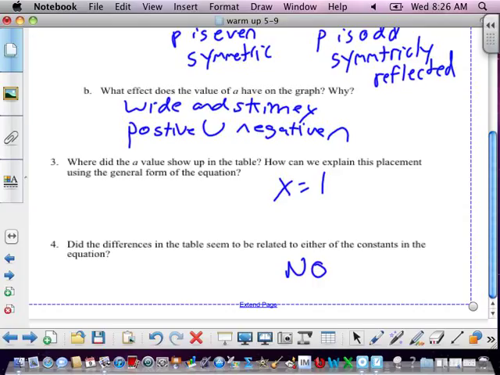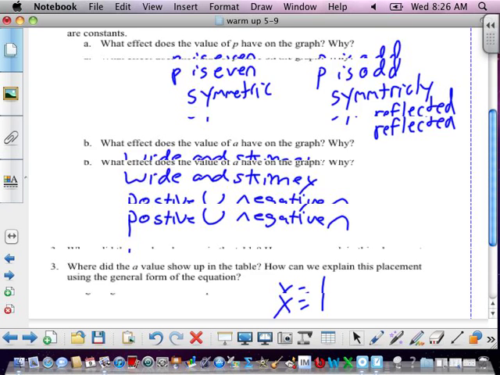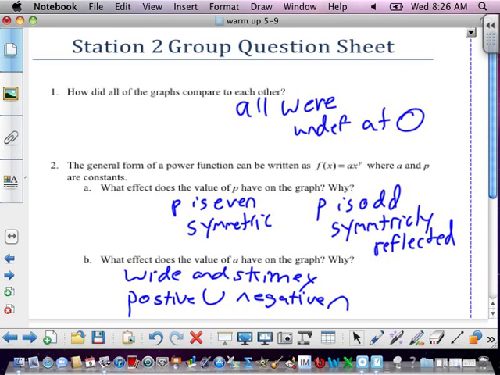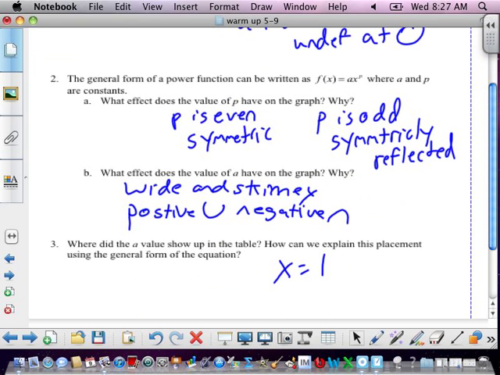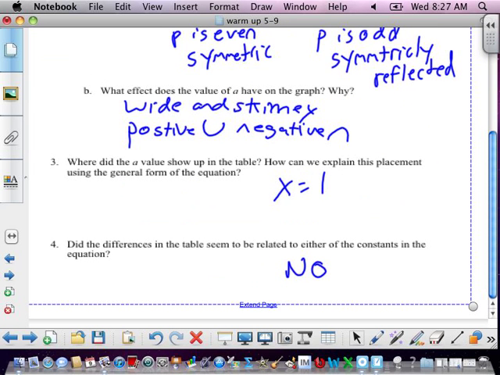Okay, so let's talk about between station 1 and station 2, what things you noticed were different. The powers were negative for station 2 versus station 1. If we were to go through these questions, there's some differences. Well, they all crossed at 0, and this one, nothing happened at 0, so that's a little bit different. The p-value did the same thing, right? If they were positive or negative, it made it symmetric or reflective symmetric. The A value did the same, whether it was positive or negative powers. The A value always showed up when X was 1, if it's positive or negative powers.